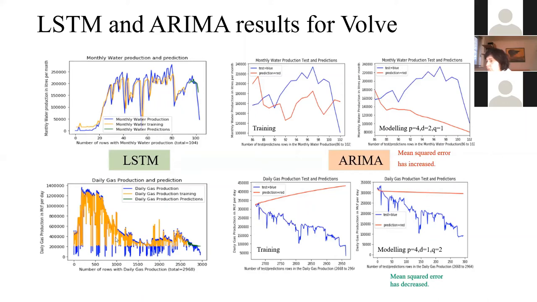Same here. When you have daily gas production, which is this part, the last 10%, the predictions do not follow the real production data, and it goes up. Here, the mean squared error has decreased, but it still doesn't follow the production data.